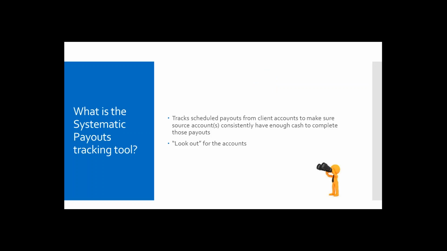So what is the systematic payouts tracking tool? It basically tracks the scheduled payouts from client accounts to make sure the source account, and you'll notice on the slide there's a plural there because sometimes there's more than one source account. We want to make sure that those source accounts consistently have enough cash in them to make sure the payouts happen. So it's basically the lookout for the accounts.